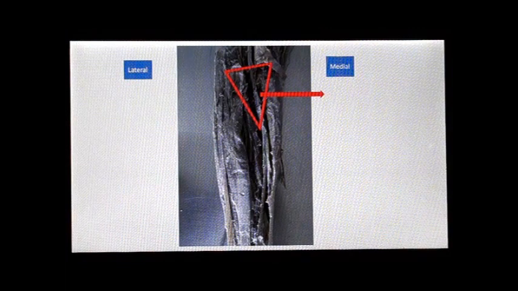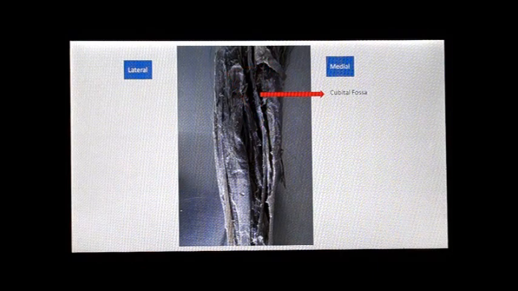And the roof is formed by mainly the skin, superficial fascia, bicipital aponeurosis, deep fascia, and median cubital vein. And median cubital vein is the vein of choice for intravenous injections. And floor of cubital fossa is, upper part is formed by brachialis and lower part is formed by supinator muscle.